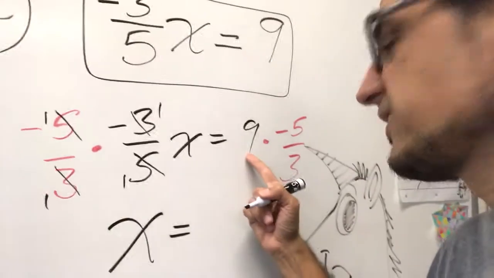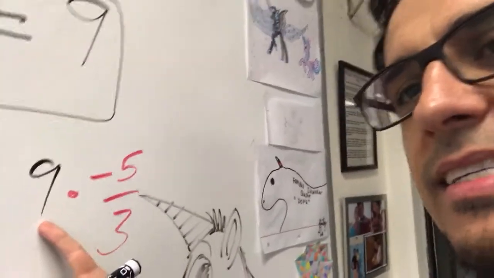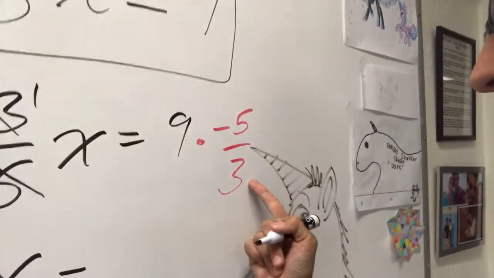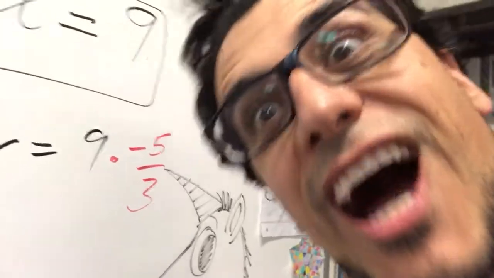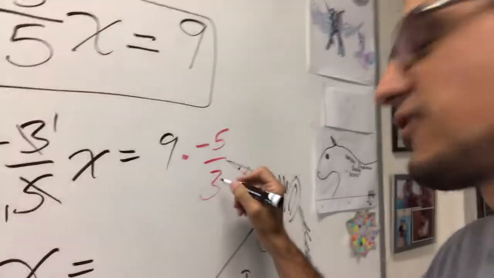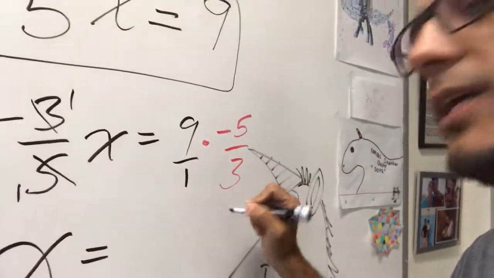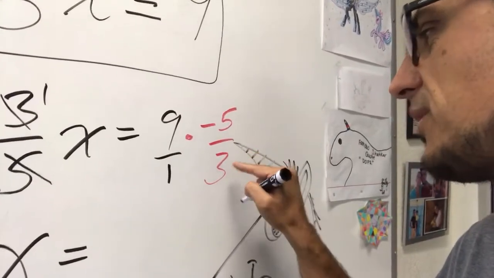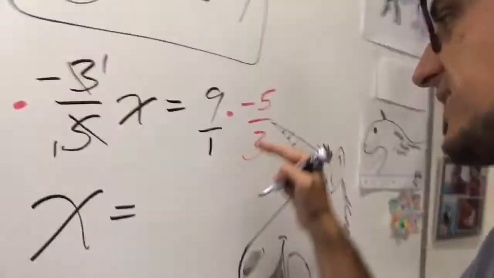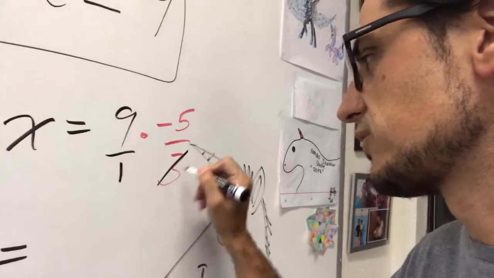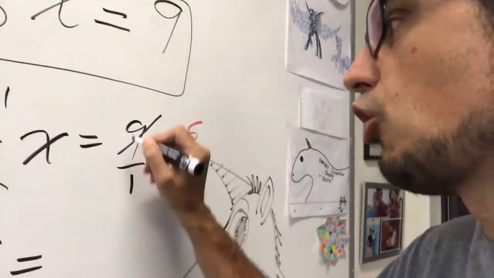And then over here on this side, I'm looking at 9 times negative 5/3. I wonder if I could cross cancel anything. I think I can. So I'm going to put 9 over 1. And I say, is there a number that goes into both 3 and 9? Yes, it's 3. How many 3's are in 3? There's one of them. How many 3's are in 9? There's 3 of them.